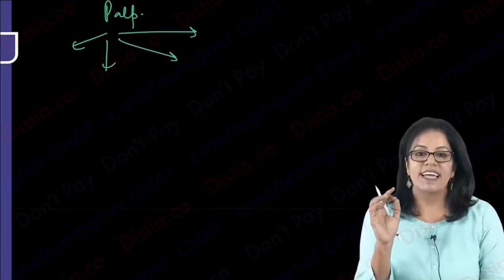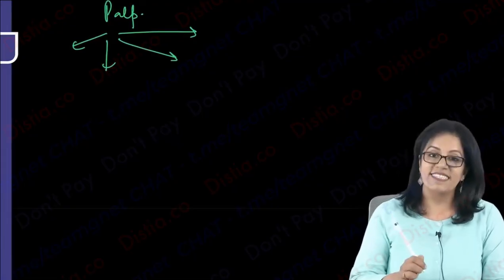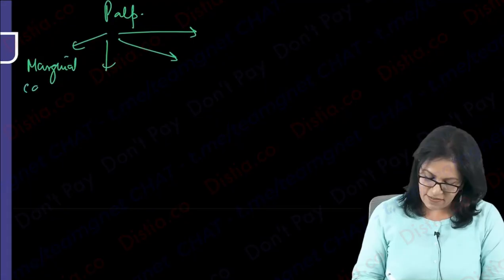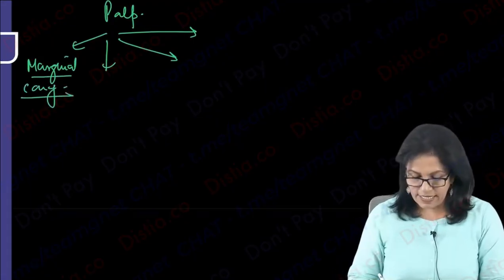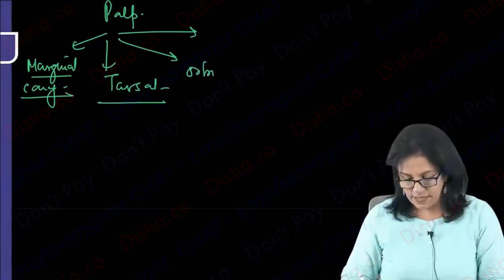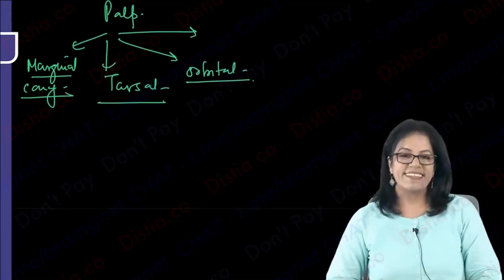So palpebral conjunctiva, we can divide into 4. So when you say the marginal, it is covering the 2 millimeter on the margin. That is your marginal palpebral conjunctiva. Okay? Then on the tarsal plate, that becomes your tarsal. And then comes the orbital part of the palpebral conjunctiva that you have to keep in mind.